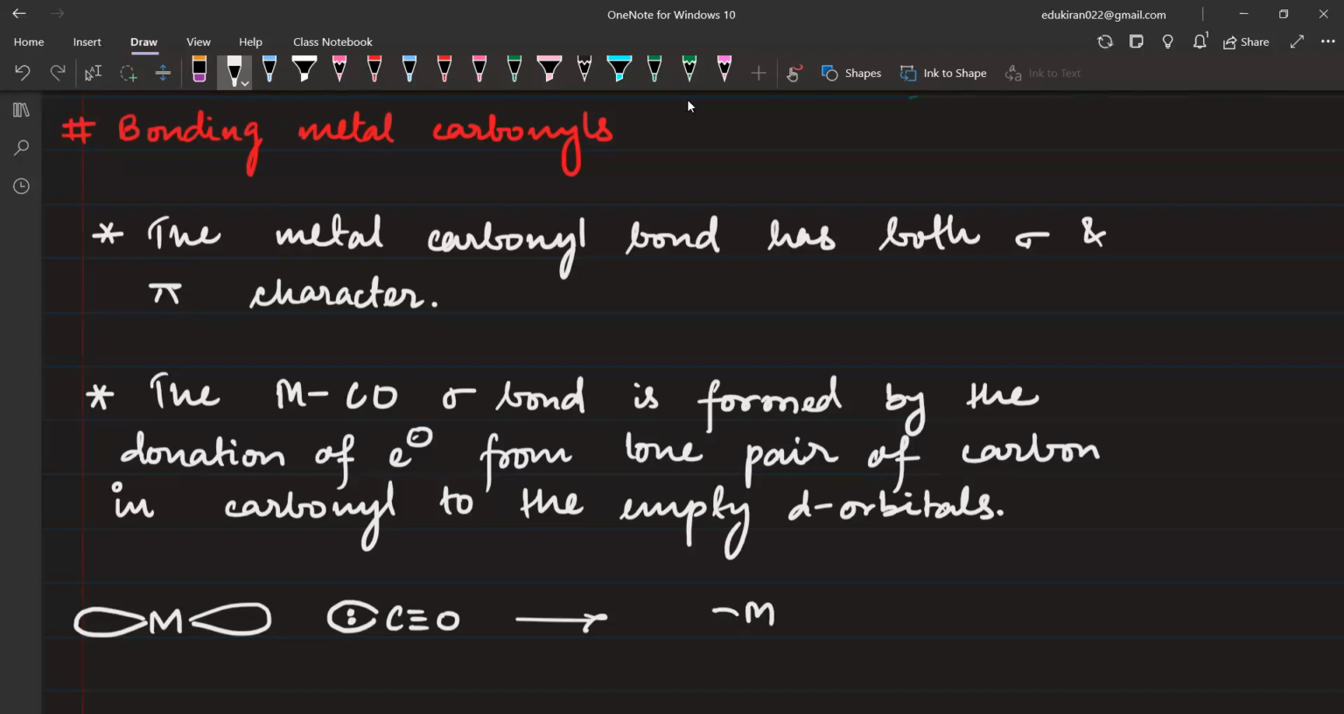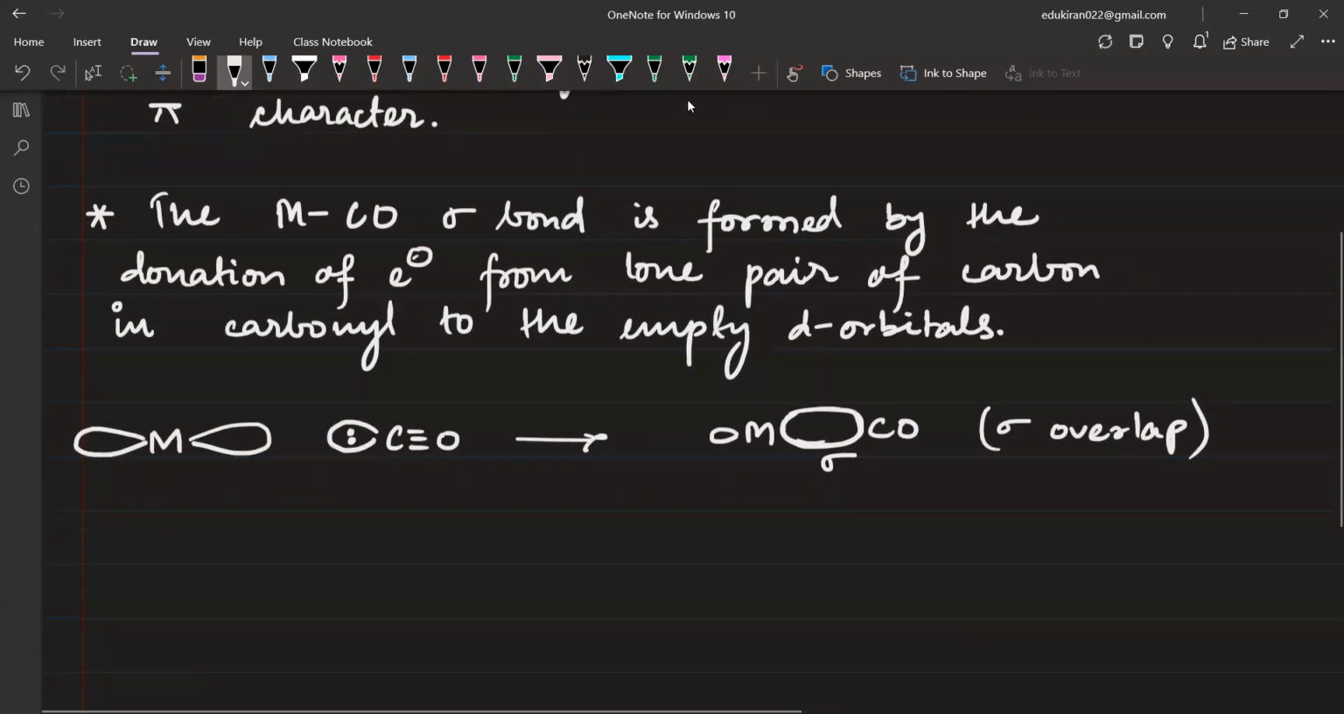So we'll have metal, small antibonding here. Here we have electron density, and this electron density is between metal and carbonyl. And this is actually the metal carbonyl sigma bond. This type of sigma overlap, head-on overlap, as you must have learned in the 11th standard. So this is how the sigma overlap occurs.